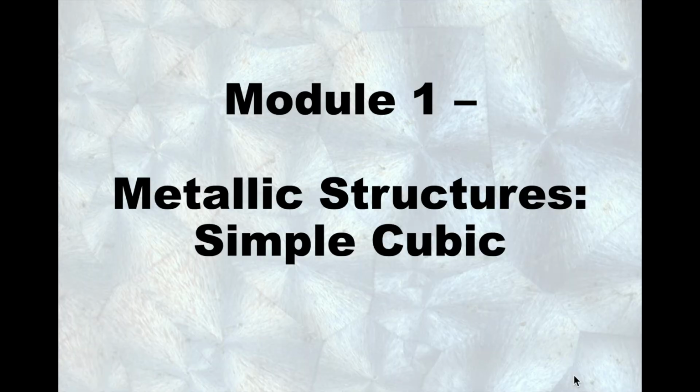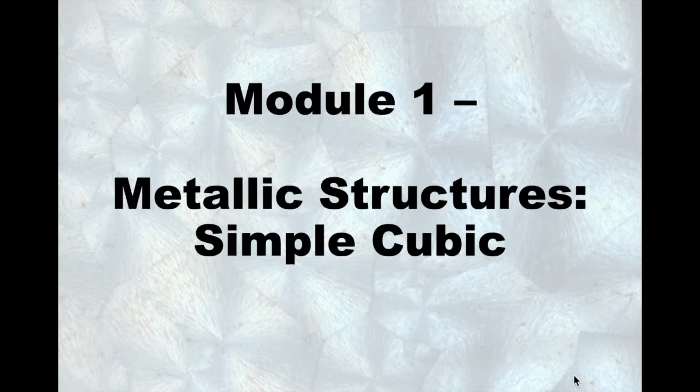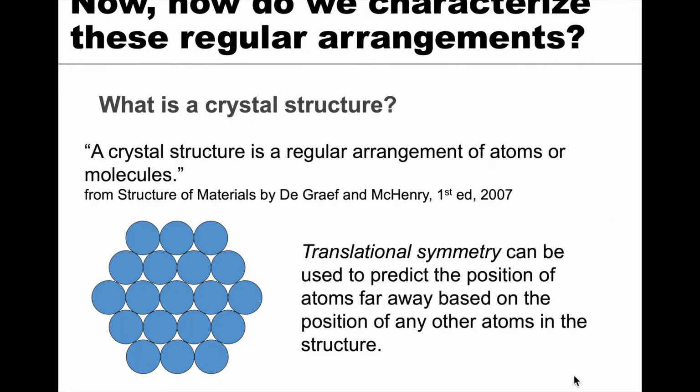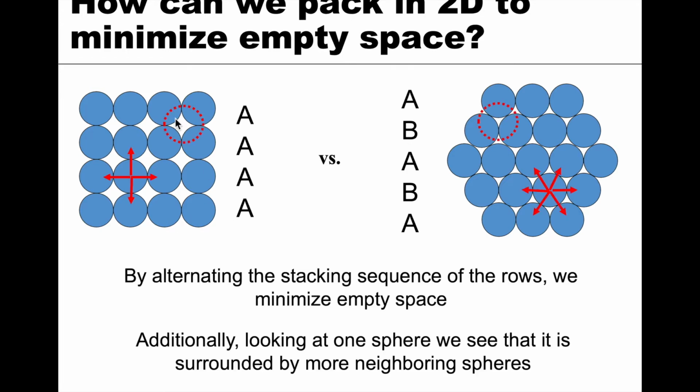All right. So now we're going to start talking about the metallic structures, and we start with what we call the simple cubic structure. The simple cubic, or SC for short, is the three-dimensional equivalent of the previous example for 2D, where we saw here this kind of AA stacking. So if you extend this to 3D, you get simple cubic.